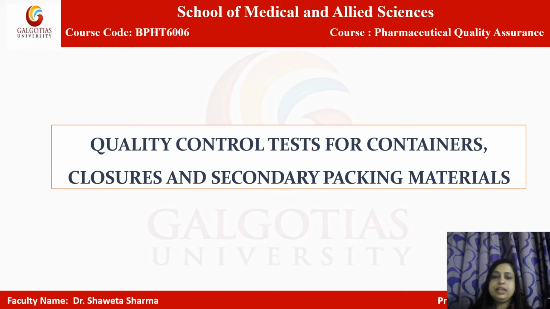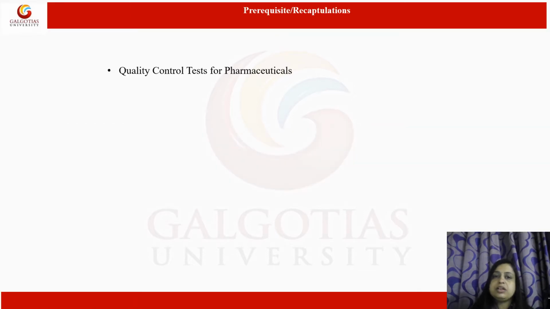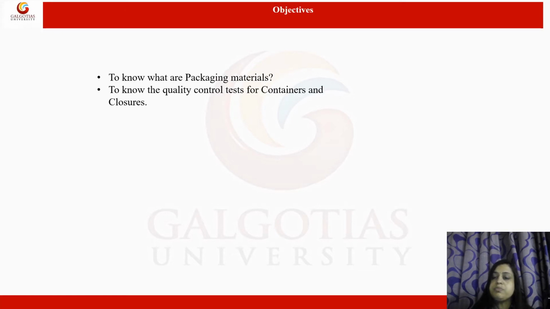Hello students, in this particular lecture we are going to discuss quality control tests for container closure and secondary packing material. We have already discussed quality control tests for pharmaceuticals. These are the tests carried out on the dosage forms, and whatever packaging material we are going to use to pack our final dosage form must also be checked and tested. So here we are going to discuss the quality control tests for the packaging material.